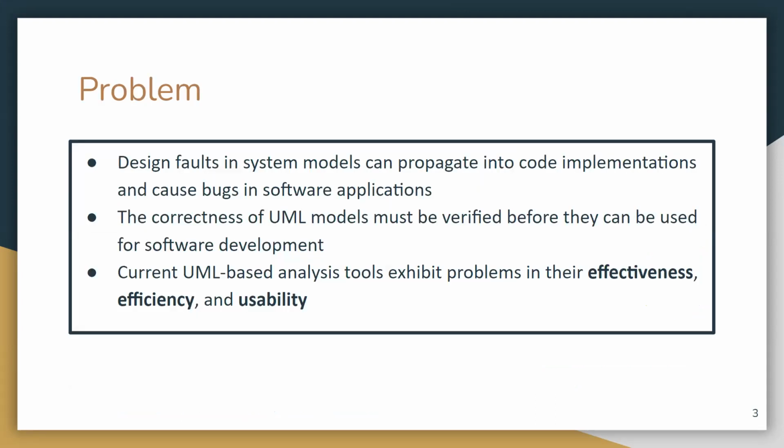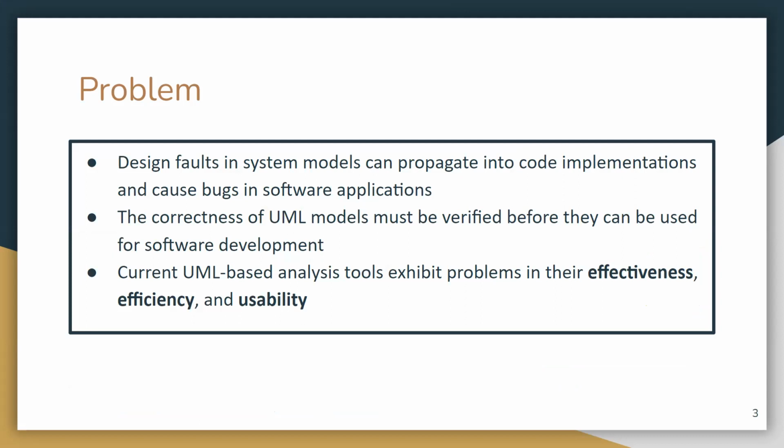Within the model-driven engineering approach, design faults in system models can propagate into code implementations. This can lead to bugs in software applications. Therefore, finding and fixing bugs in software code is necessary and can be very expensive if not done before it is implemented in software code. Therefore, design faults must be discovered as early as possible during the design stage.